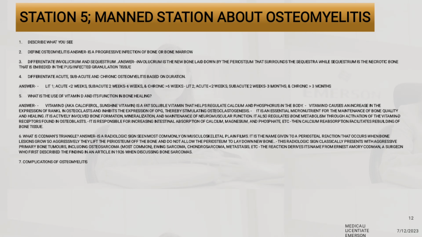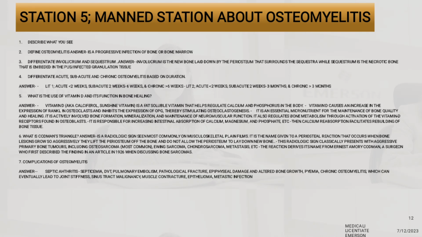And the complications of osteomyelitis: we have septic arthritis, septicemia, DVT, pulmonary embolism, pathological fractures, epiphyseal damage and altered bone growth. We can have pyemia, chronic osteomyelitis, which can eventually lead to joint stiffness. We can have a sinus tract, Marjolin's ulcer, epithelioma, and metastatic infection. Sequestrum is the dead bone, then the new bone is called involucrum. Then the cloaca is where the openings in the bone are.